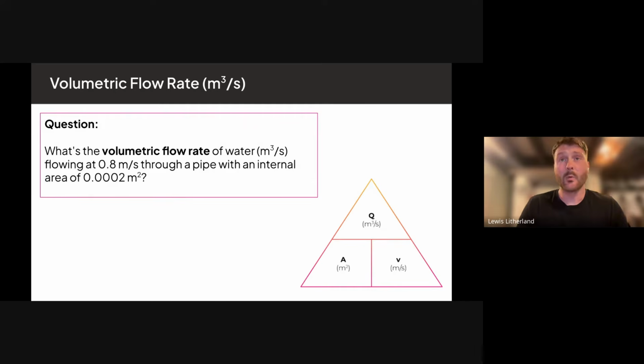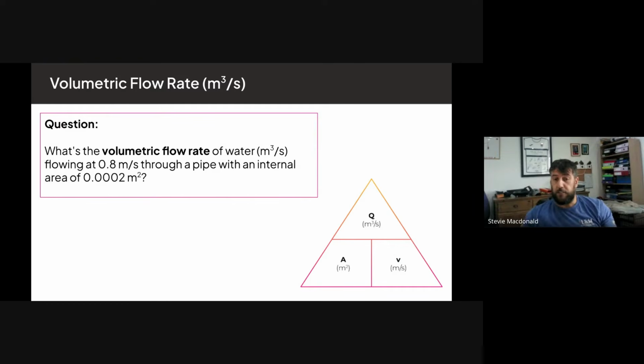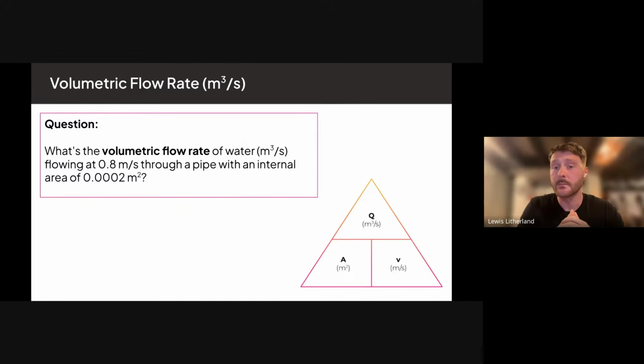So anyone want to tell me what the calculation would actually be for this? Where would we even start? Stevie, you were the first one up there, mate. Do you want to jump in? So obviously, times the area by the velocity. So get the answer for that.